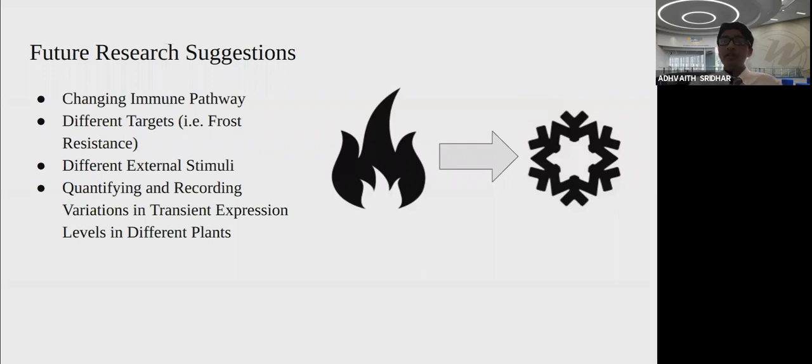Furthermore, we can also suggest future research in changing the immune pathway. So instead of systemic acquired resistance, some other pathway, changing the target in general. So instead of an immune pathway, maybe frost resistance or drought resistance, changing the external stimulus instead of a heat shock to be a cold shock, or a completely different experiment in which transient expression levels in plants would be quantified and recorded. So researchers could have a way to see how they change throughout a period of time. And this would help future projects in this field from having to meet the same difficulties as this one.